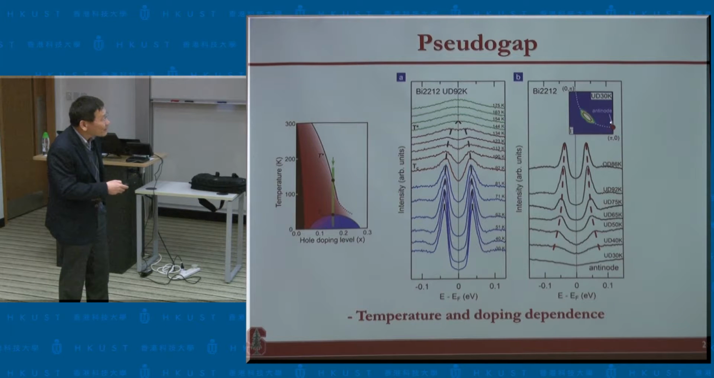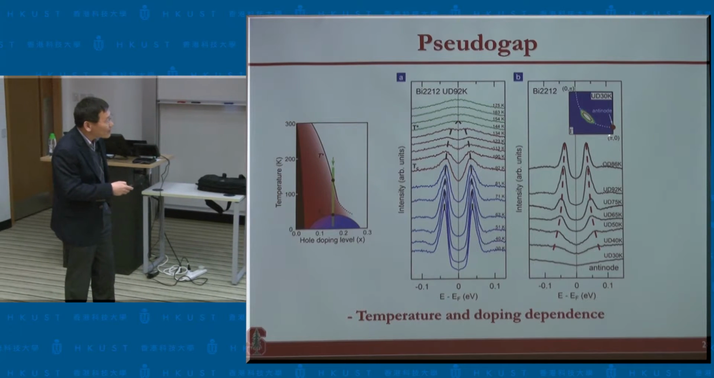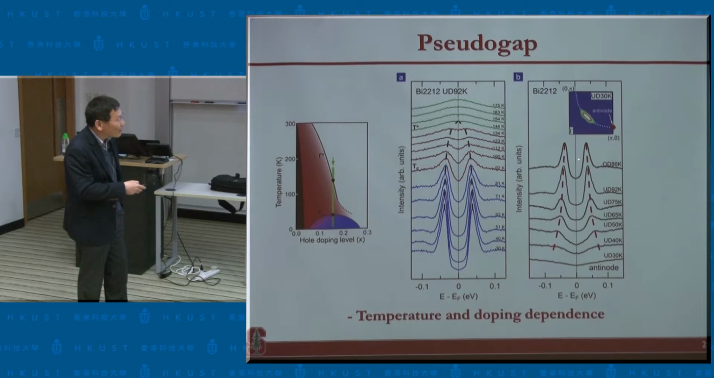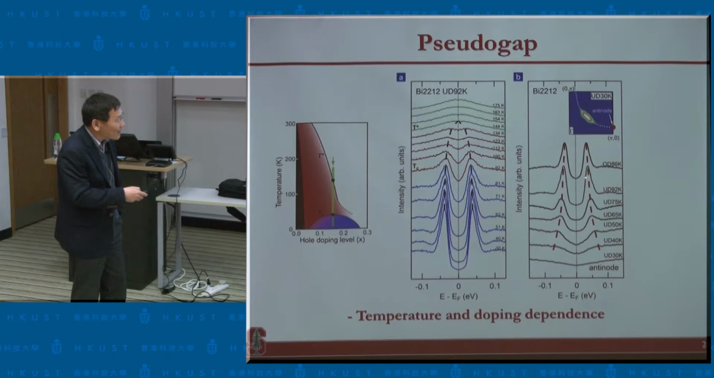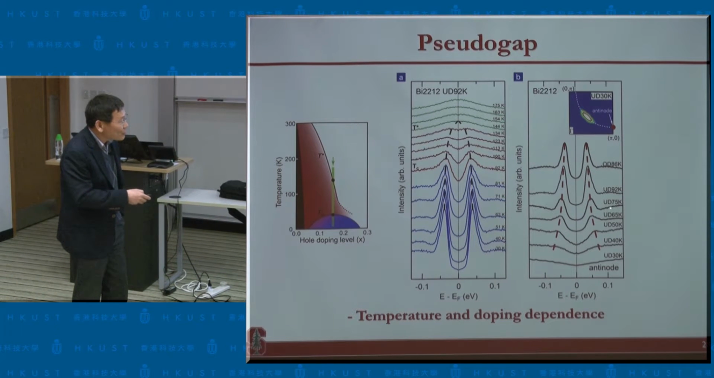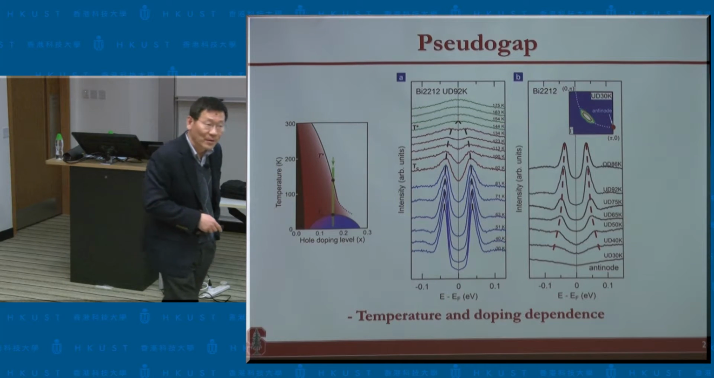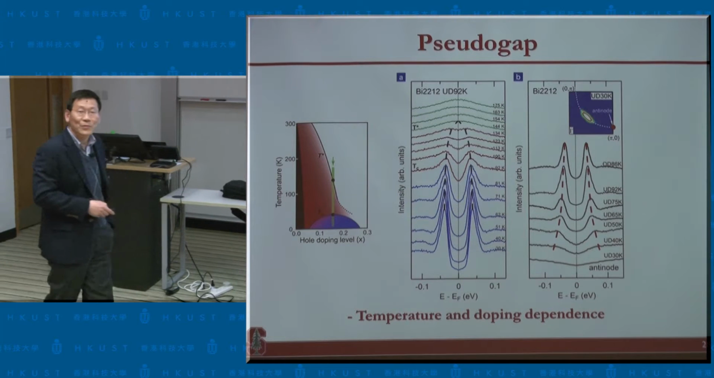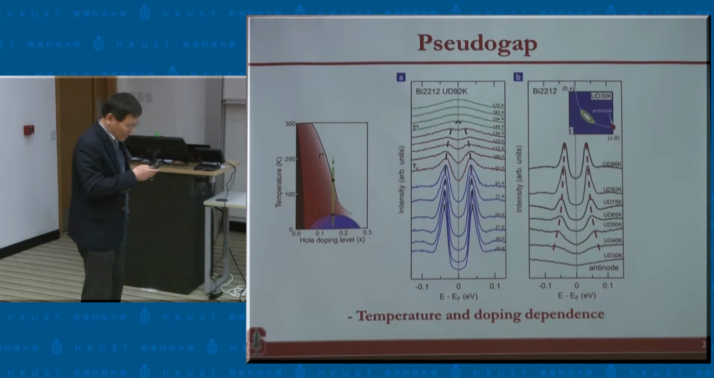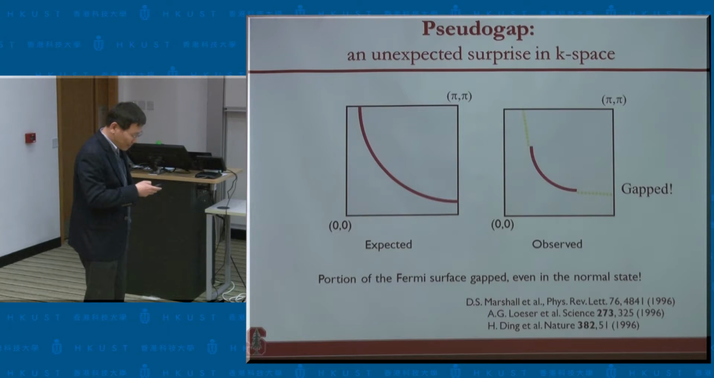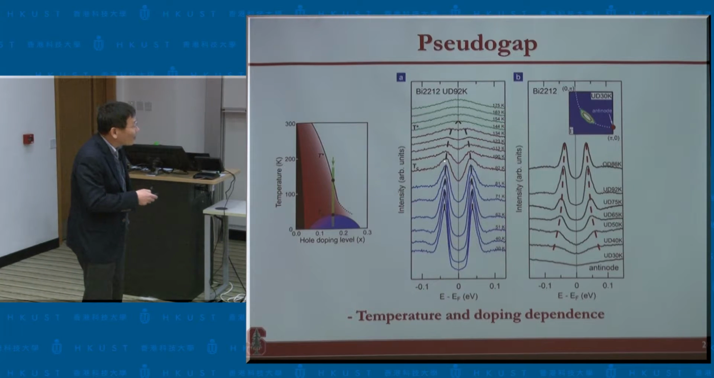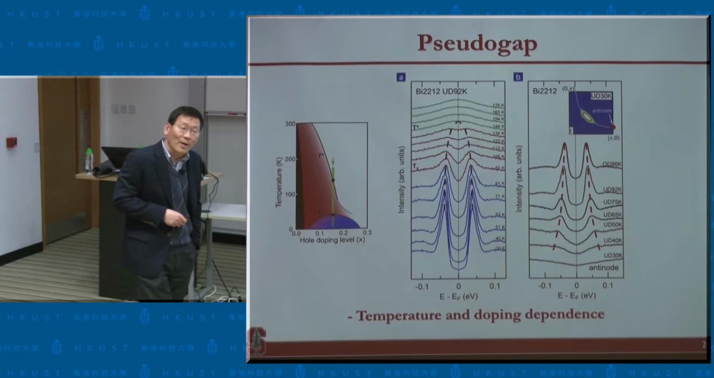Another metric of this: when you look at this point, as you go towards underdoping, you can see that the superconducting transition temperature decreases, but the magnitude of the gap actually increases. That again is counterintuitive. So this is the pseudo gap. Let me just say this was found around 96.